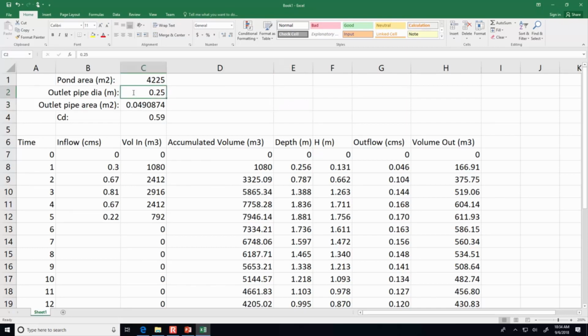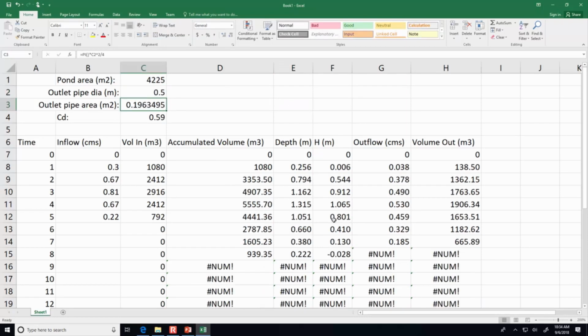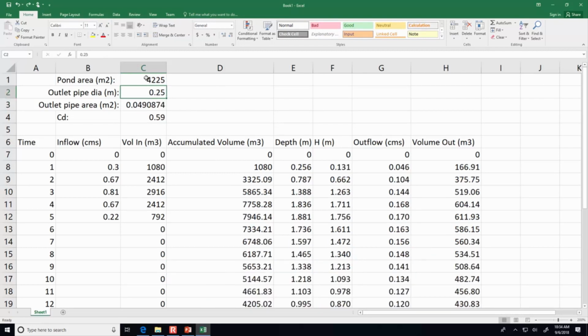So let's just do it 0.5, yes. Now the depth is smaller. The other approach would be make the pond bigger, increase the pond area.